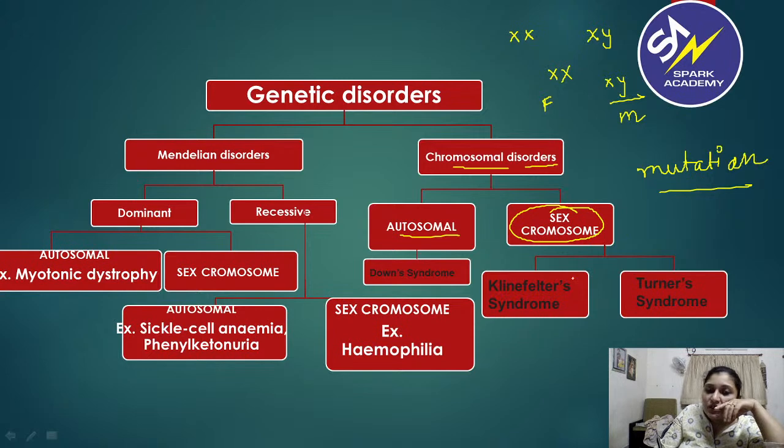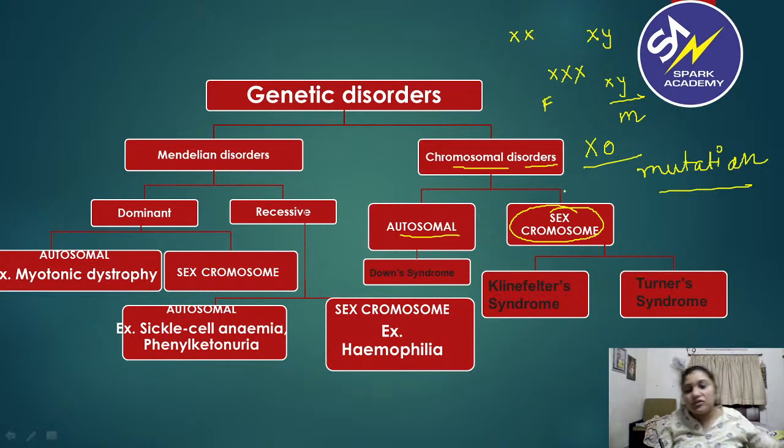In the case of sex chromosomes, for example XXX, one full chromosome is added, or it is like X0, where Y is not present or X is not present. These types of syndromes and disorders are discussed here under chromosomal disorder.